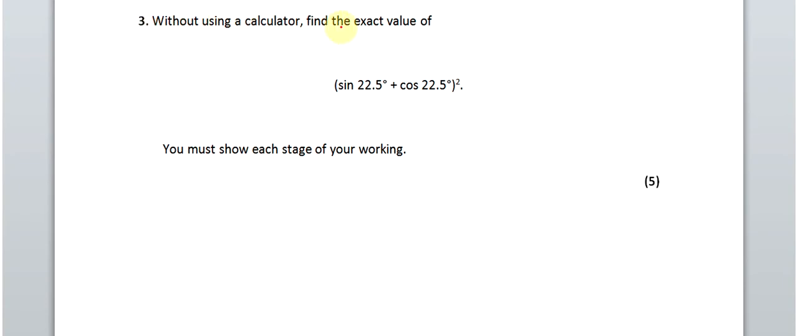Without using a calculator, find the exact value of this. Okay, these are somewhat more interesting problems. You can see here the 22.5. So 22.5, if you double that, you end up with 45, which of course is an angle in one of these special triangles. And we can work out the exact value for 45. These are 45-degree angles here. So the first thing really is to go and look at the angles here and to see what you're aiming for. So we're aiming for somehow to turn these into a 45.